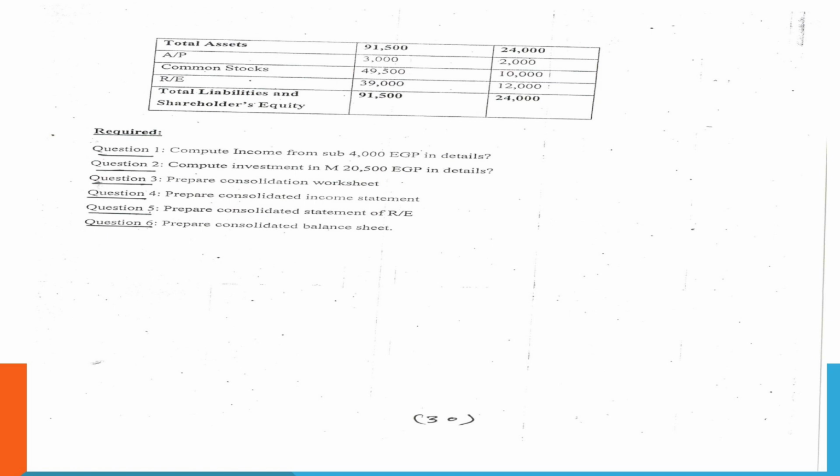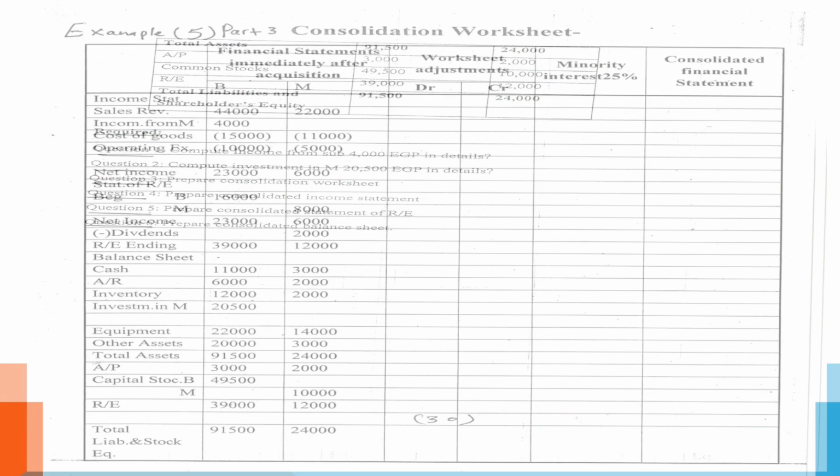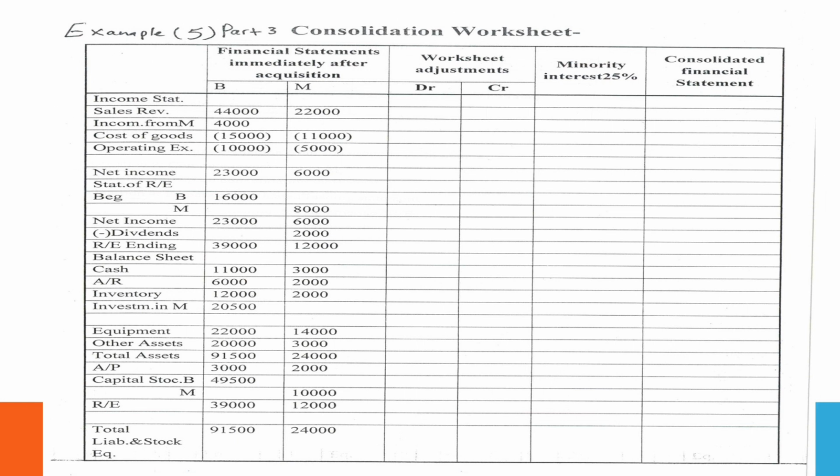Remember again, the book value of M as a subsidiary of net assets were equal to fair value. That means book value equal to fair value, except for equipment, which has a fair value exceeding the book value by 6,000. And he said the remaining life of the equipment, how many years? 9 years. I'm going to show you what to do with this one.